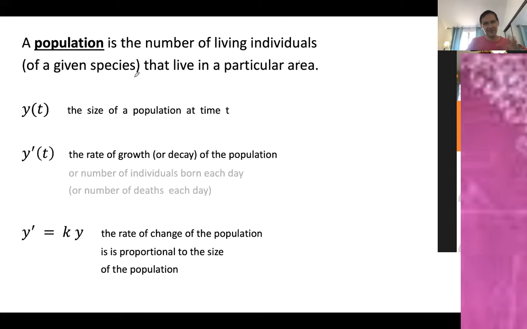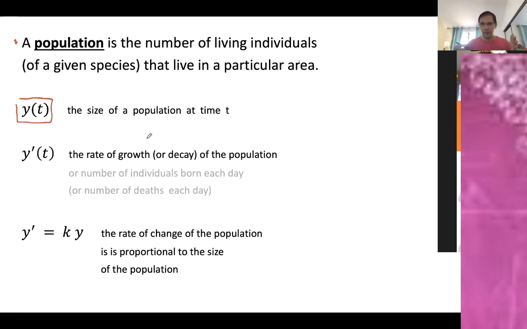I took this from Wikipedia. Population is a number of individuals, and so on and so forth. Okay, let's say we want to do some mathematics, so let's introduce some function. Let's say y of t is going to be the size of the population at time t. In other words, the number of, for example, bacteria, or maybe number of people. So y of t is going to be a number of people at a specific time t, because today we have this number of people, but maybe 20 years later it will be different.